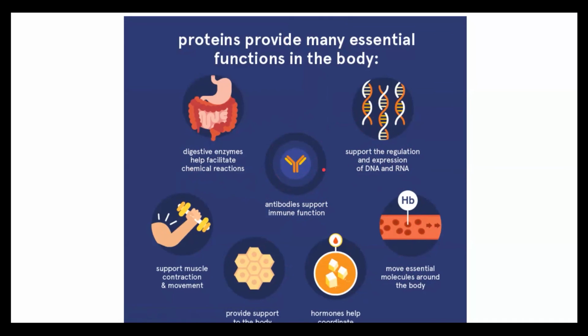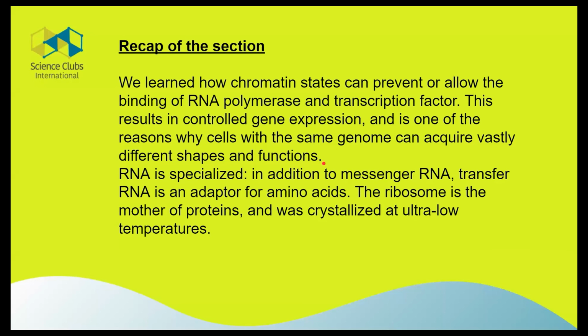So, a recap: we learned how chromatin states prevent or allow the binding of RNA polymerase and transcription factors. This results in controlled gene expression and is one of the reasons why cells with the same genome can acquire vastly different shapes and functions. RNA is specialized: in addition to messenger RNA, transfer RNA is an adapter for amino acids. The ribosome is the mother of proteins and was crystallized at ultra-low temperatures.